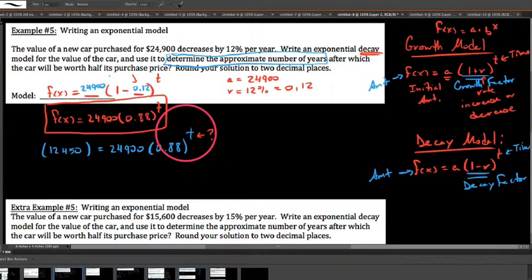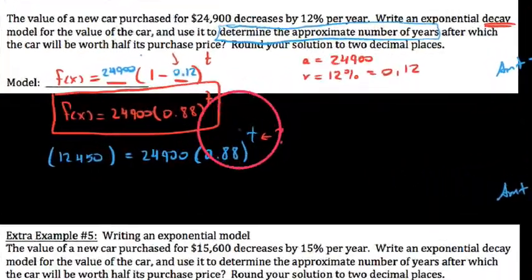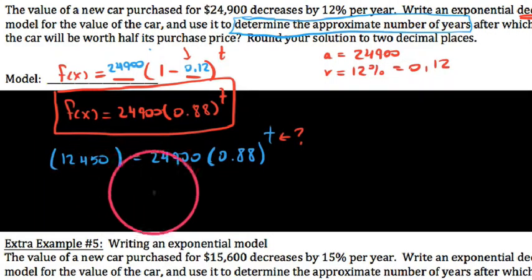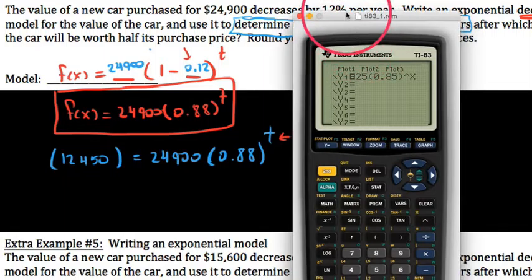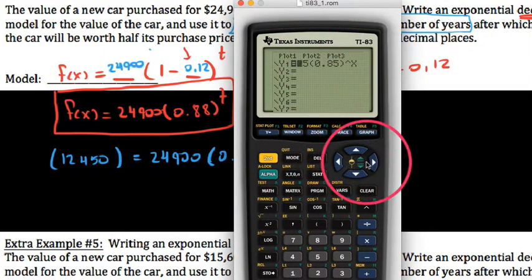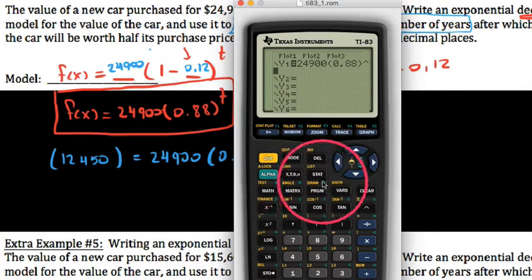And so again, here's a situation where we haven't talked about logarithms yet. We haven't talked about how to solve for an exponent using logarithms. Something like this is something we can certainly still answer on a calculator. And so again, what we're going to do is put this model in our calculator. I'm going to say 24,900 times 0.88 to the power of. Now we're going to have to use an x instead of a t, but one thing I also want to do is this.